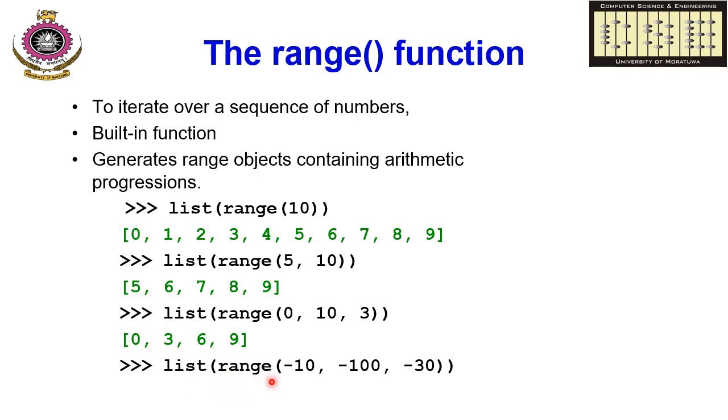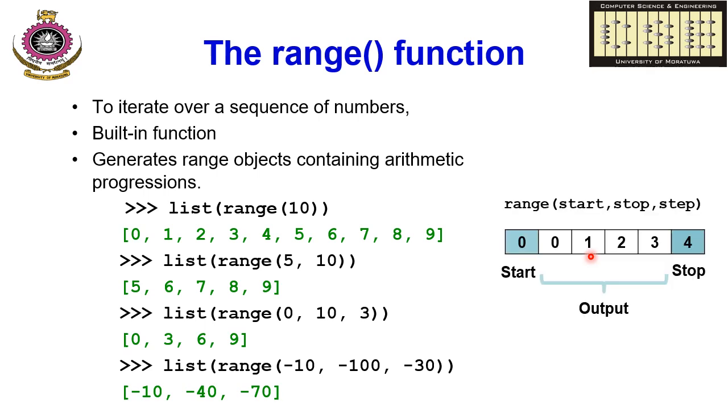And you can also have negative numbers. In this case the starting number is -10, the lower bound is -100, and the step is -30. So this sequence will include -10, the starting point, and -40 because the step is -30, and it will stop at -70 because -100 is the lower bound. So this is how the range function can operate and provide us with number sequences, especially useful in implementing for loops.